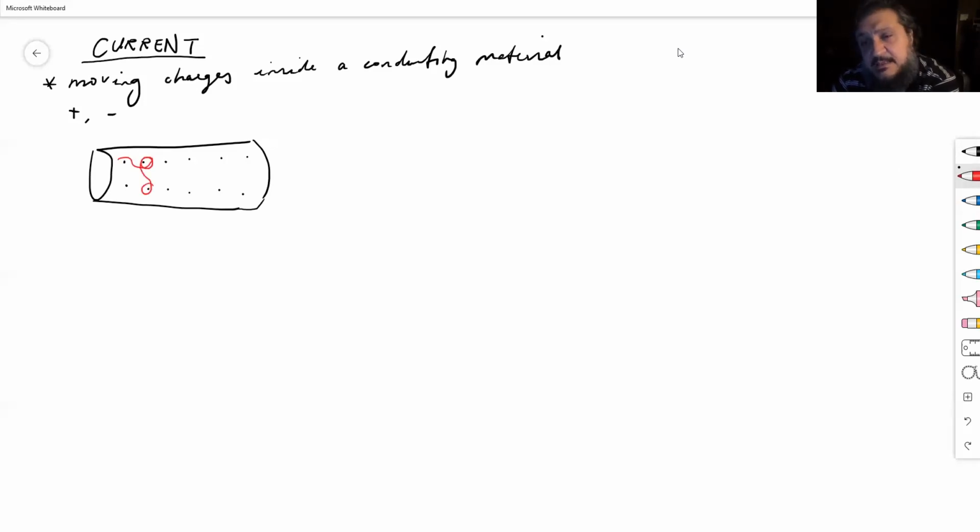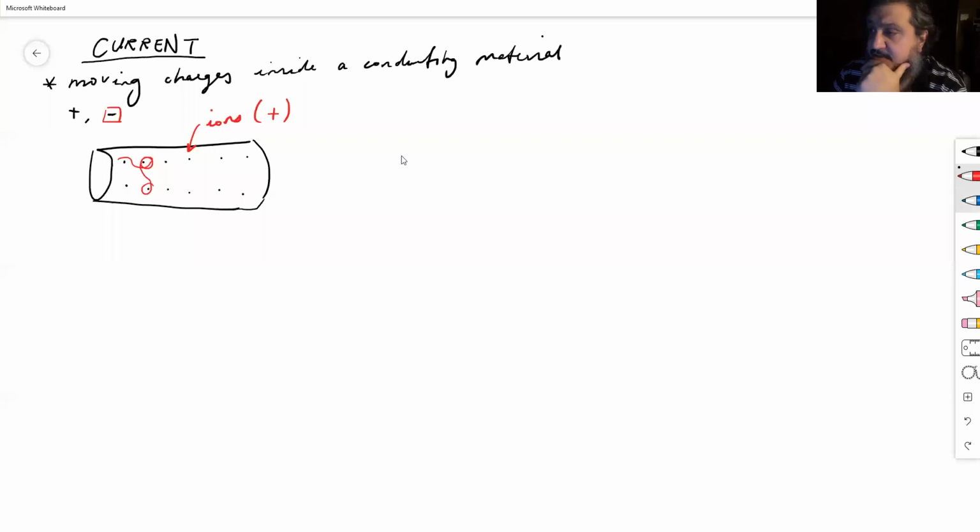Okay. So these are called ions, by the way. Ions, which are positively charged ions. If you lose electrons, for instance, if an atom loses an electron, it becomes a positively charged ion. So these don't move. What moves is the electrons within the conductor. So that's when there's no electric field.